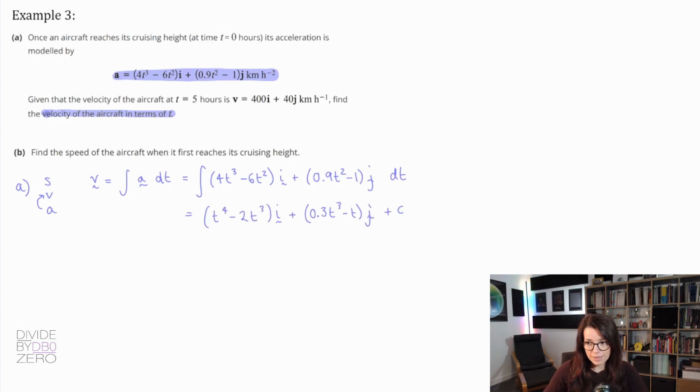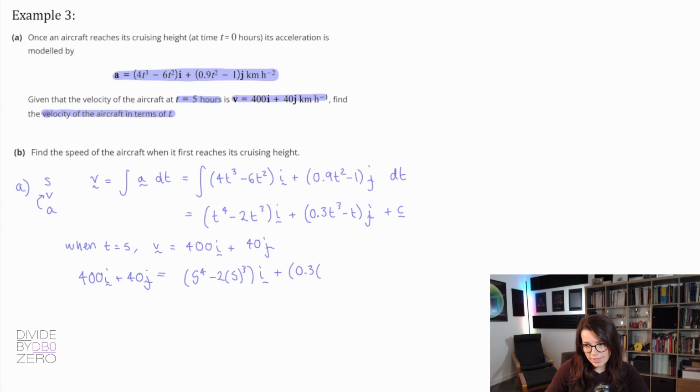Then we have to have a plus c, and this time to find c, we're going to use this information that they gave us about the fact that at t equals 5 hours, the velocity was this. So if we sub that information in, when t equals 5, velocity is this, we get 400i plus 40j on this side, and then 5 to the power of 4 minus 2 times 5 cubed i plus 0.3 times 5 cubed minus 5j plus c on this side.